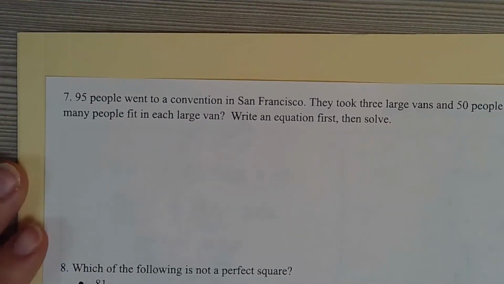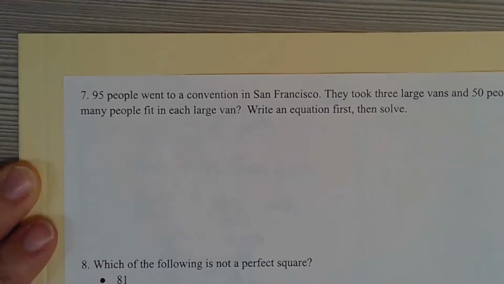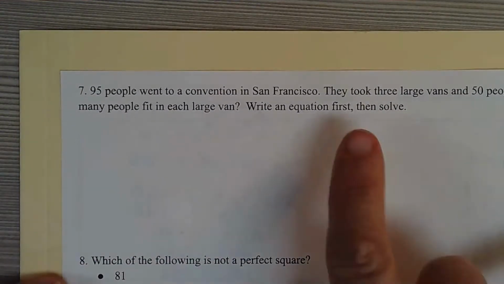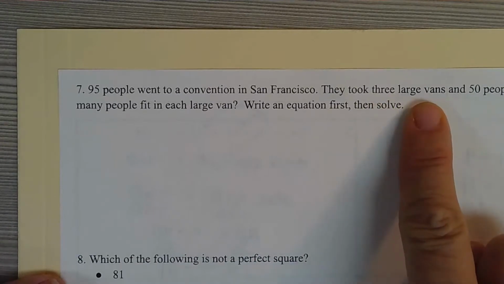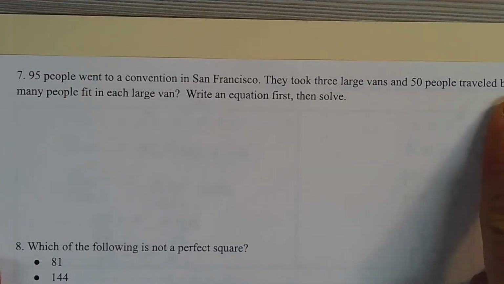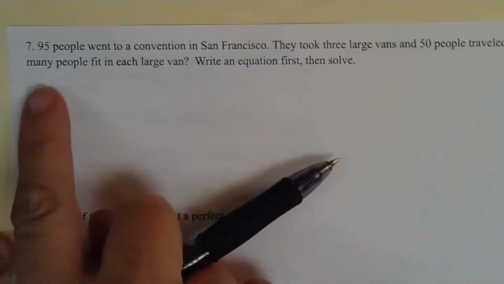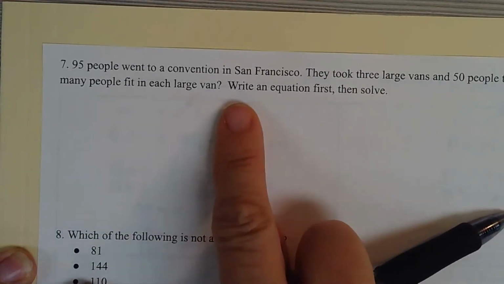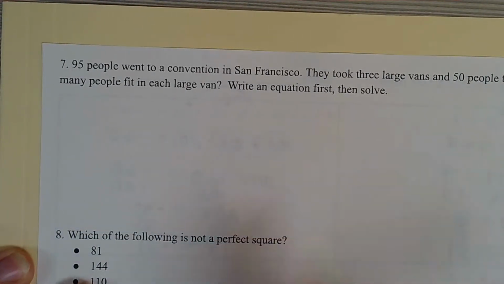For number 7, 95 people went to a convention in San Francisco. They took 3 large vans and 50 people traveled by car. How many people fit in each large van? Write an equation first and then solve.